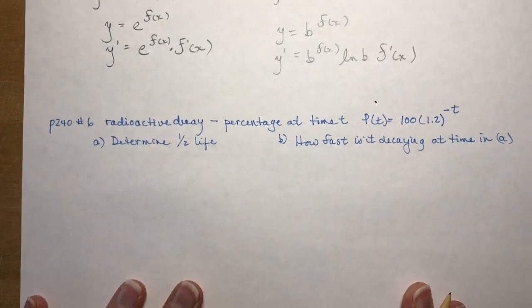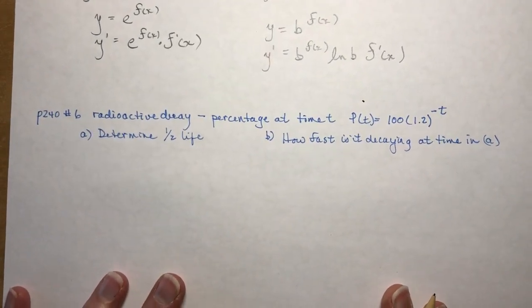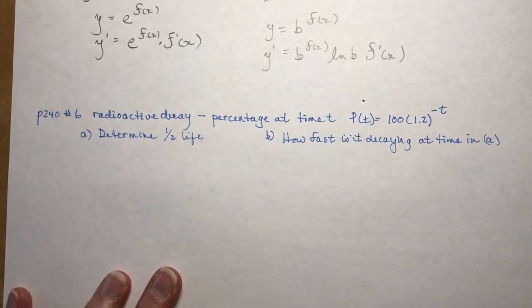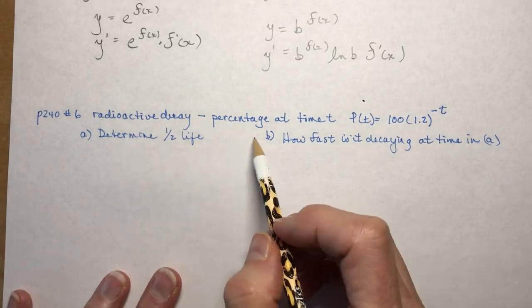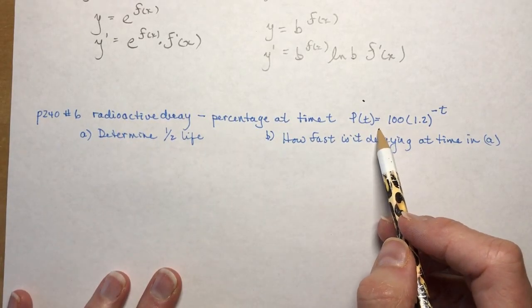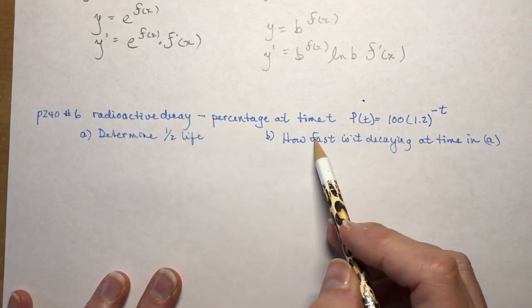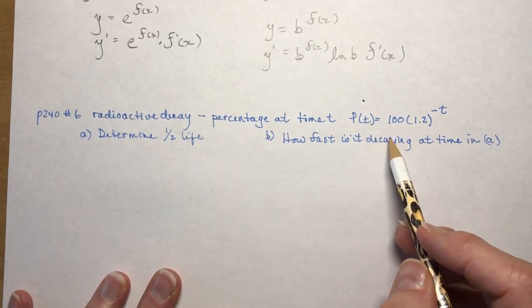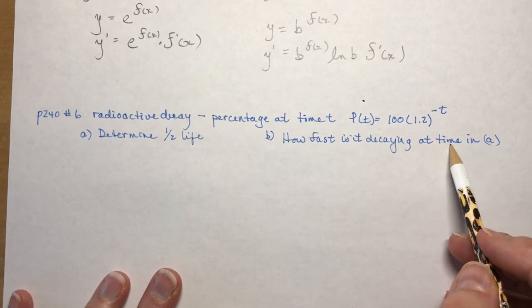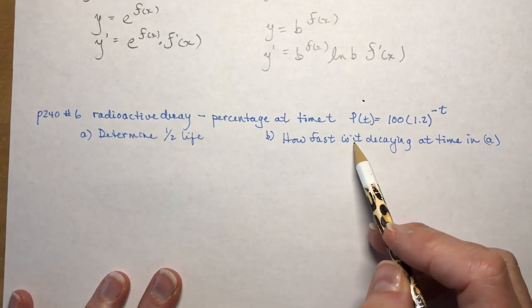Okay, the last thing I want to do is a word problem from your textbook. It's number 6 on page 240, and it asks you to determine the half-life. So it's a radioactive decay question. Percentage left at time t is given by this equation. Determine the half-life and how fast it is decaying when it's at its half-life. In other words, they want to know the rate of change, how fast something is decaying.